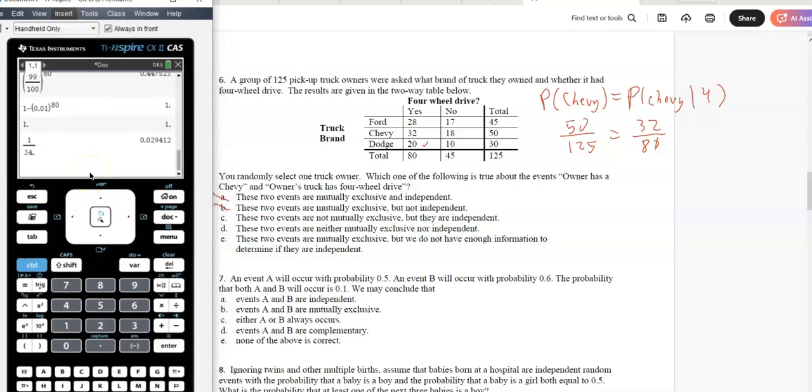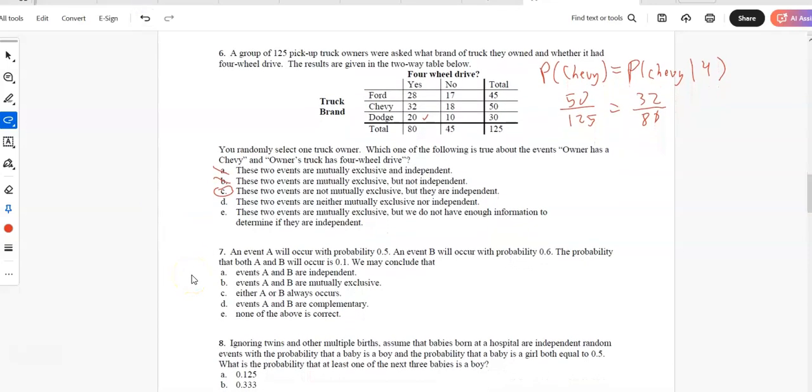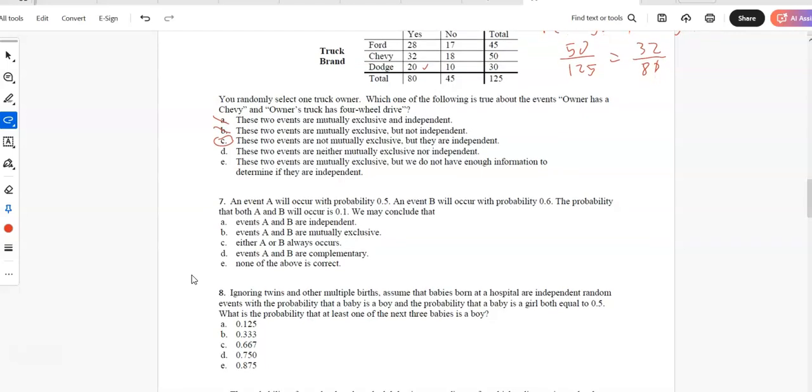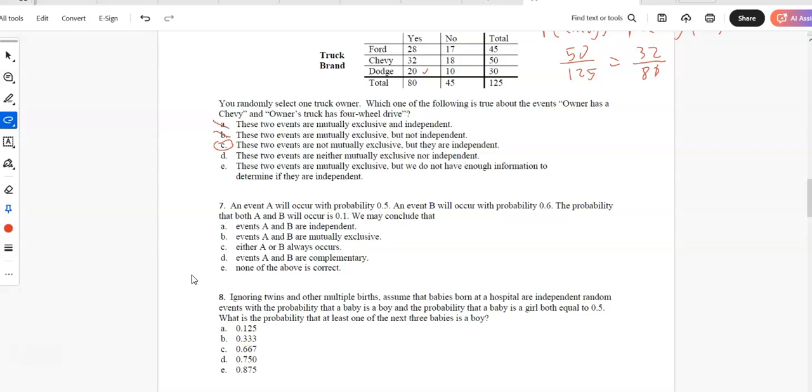Okay, so 50 divided by 125 and 32 divided by 80. Oh, so they're independent. So they are independent. Nice. Wasn't sure that was going to happen, but those numbers worked out. I could have crossed that one out because it said it's mutually exclusive. It's not.